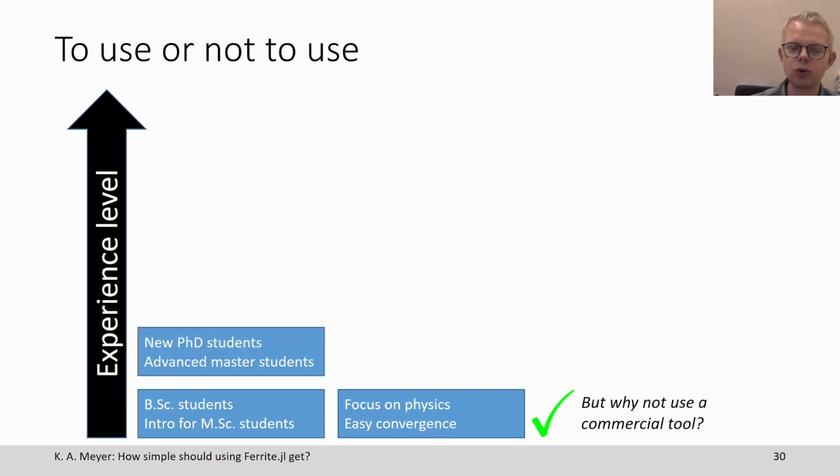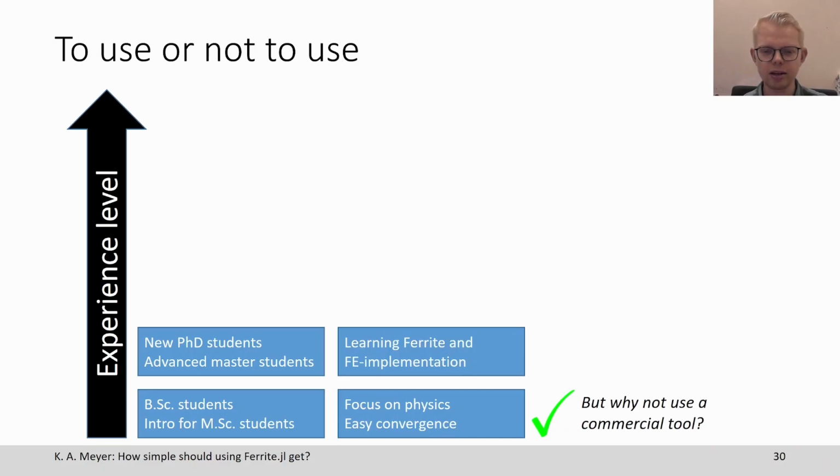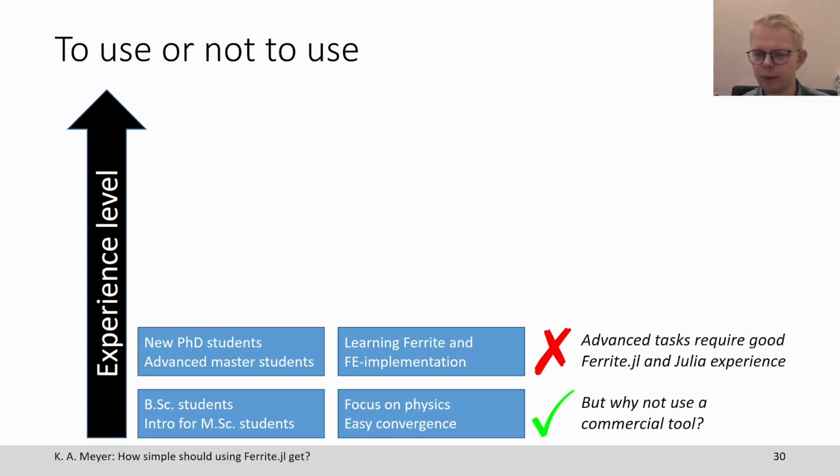So new PhD students, advanced master students, you really want to understand the finite element, the nonlinear iterations, everything. So then the key is you don't want to use all this high level stuff because you want to understand what's going on. So then I wouldn't recommend using it, because as you want to progress, you want to gain that understanding of what's going on in Ferrite and Julia.